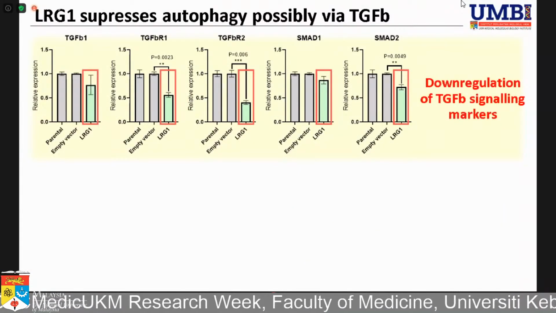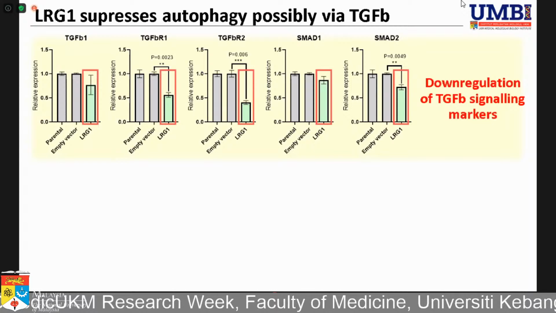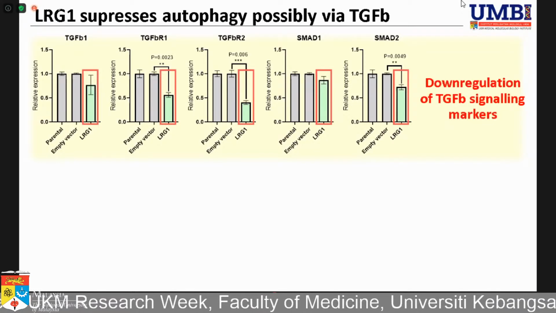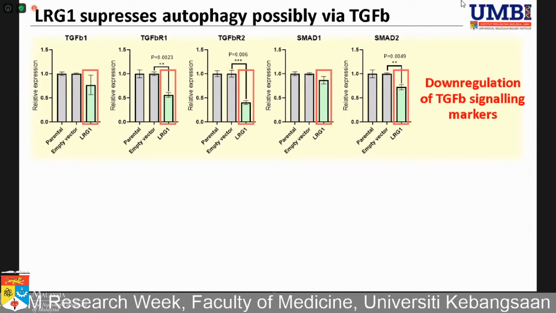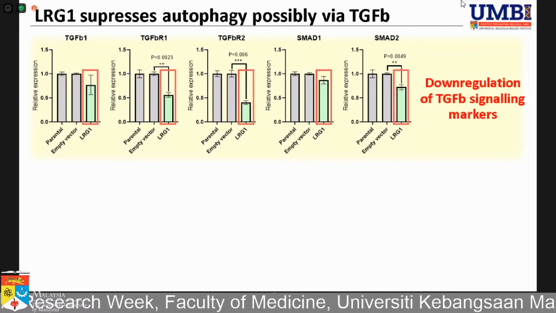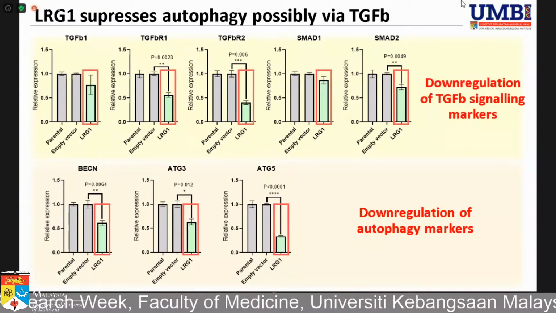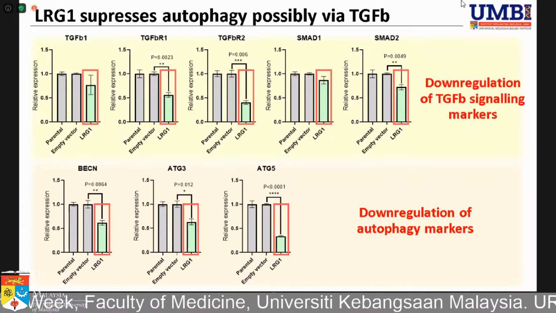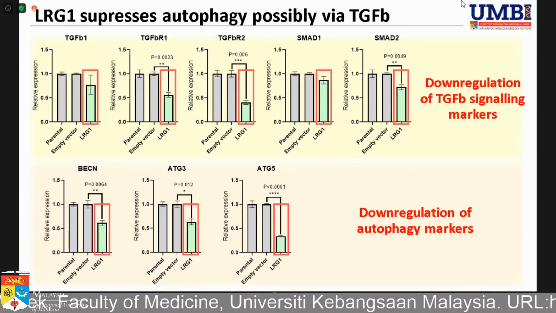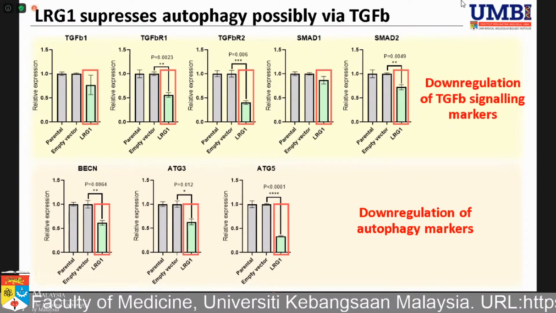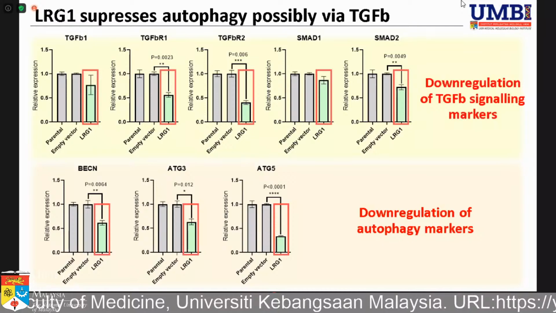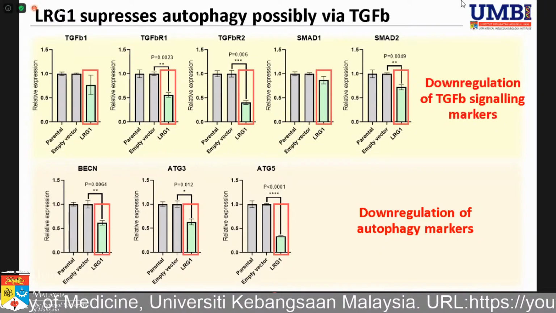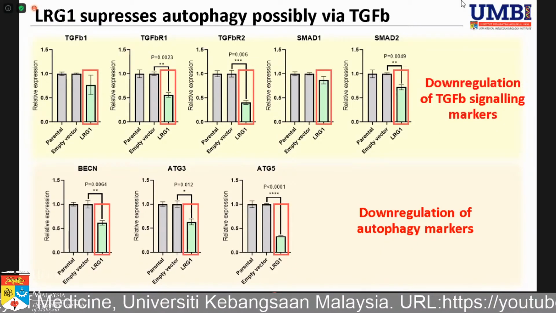So from our results, we can see that the TGF-beta signaling markers are downregulated in the overexpression of LRG1. Similarly, the autophagy markers were also downregulated when LRG1 is overexpressed. So taken together, we postulate that LRG1 may suppress autophagy via the TGF-beta signaling pathway.